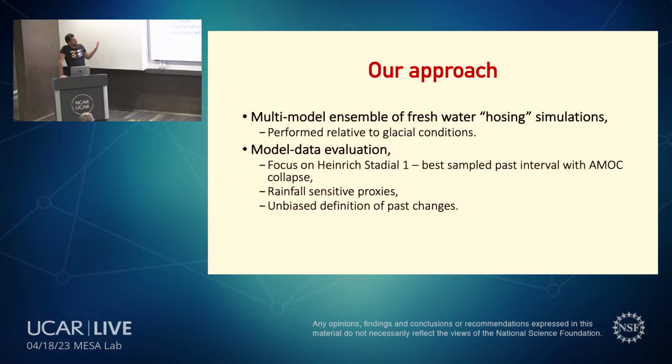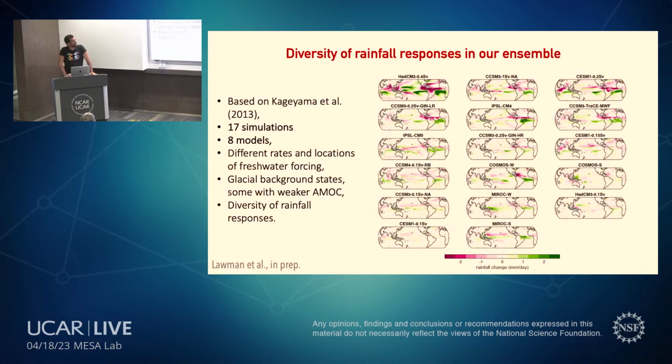And we use an unbiased definition of past changes. Essentially, we looked at the sign of the change during Heinrich Stadial 1 relative to the glacial climate, so that we can compare with the changes in the models. And then we evaluated mechanisms in future predictions using CMIP3, CMIP5, and CMIP6, historical and RCP 8.5 simulations.